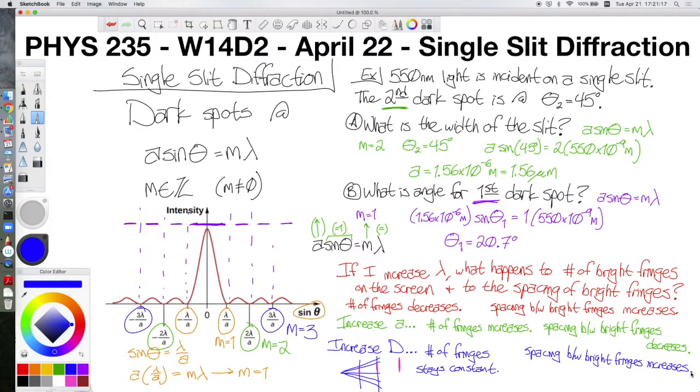For some specific angle, you'll get a specific path length difference that's equal to d sine theta. But how many wavelengths is that? Is that 1 wavelength, 2 wavelengths, 3 wavelengths? That'll depend on the wavelength of light, and that will make a difference in terms of how many bright spots you get on your screen.